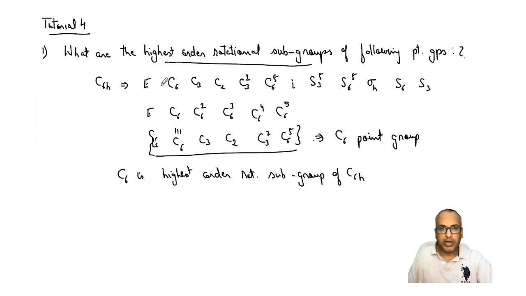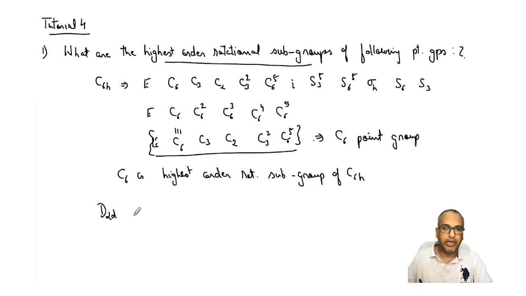The idea is you have to find only the elements composed of rotational operations and then see whether they form a group. In this case, we already know that it forms the C6 point group, but ideally you should test it for all four group properties, closure, associativity, inverse, and identity, that all four are conforming to this set of elements. Then we can say that C6 is the highest order rotational subgroup. Similarly, let us look at another one.